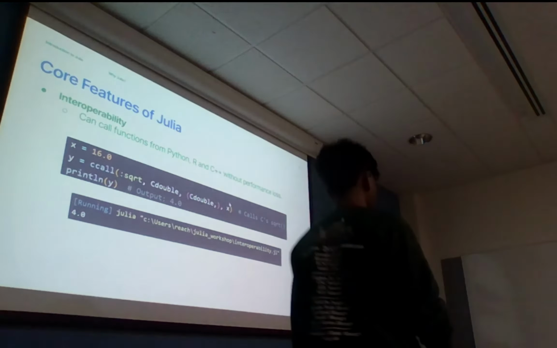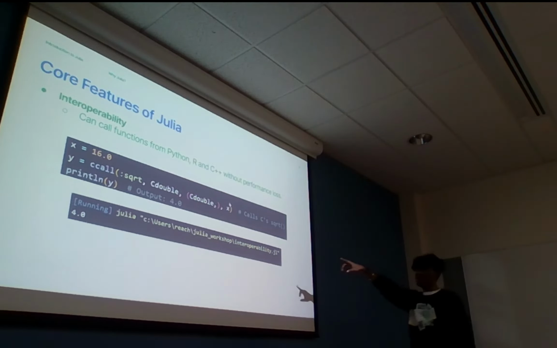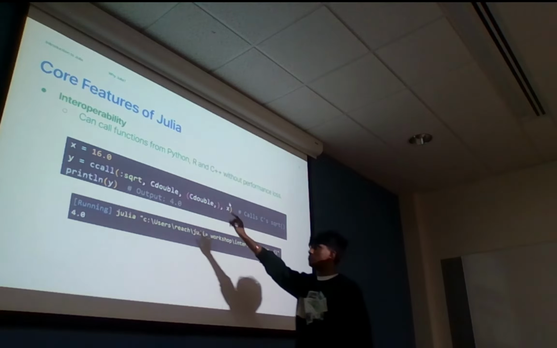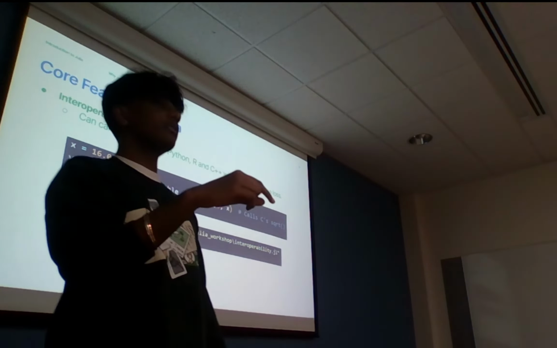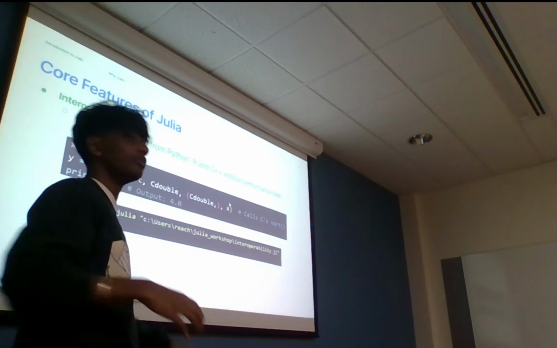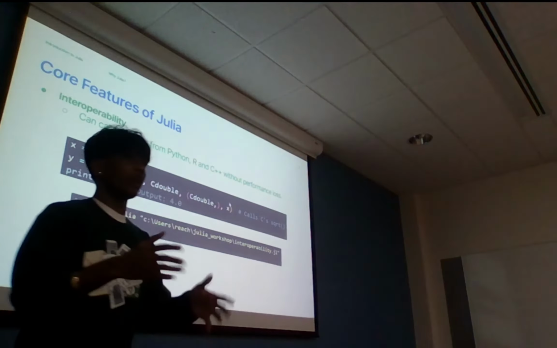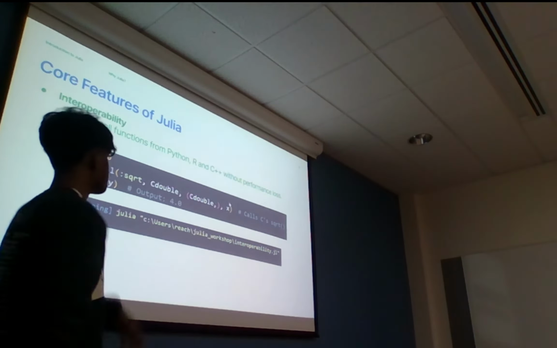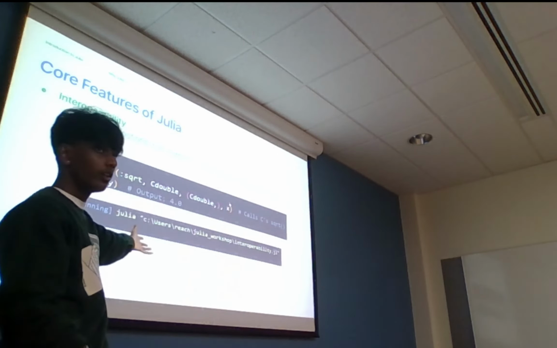Interoperability. This is my favorite core feature. This is very simple. It's just calling C, like a C command, but it can call multiple languages within its syntax. Like if you can put Python code, you don't have to translate it to Julia. You can just put Python code and it'll run it. It can run C++ code inside Julia.